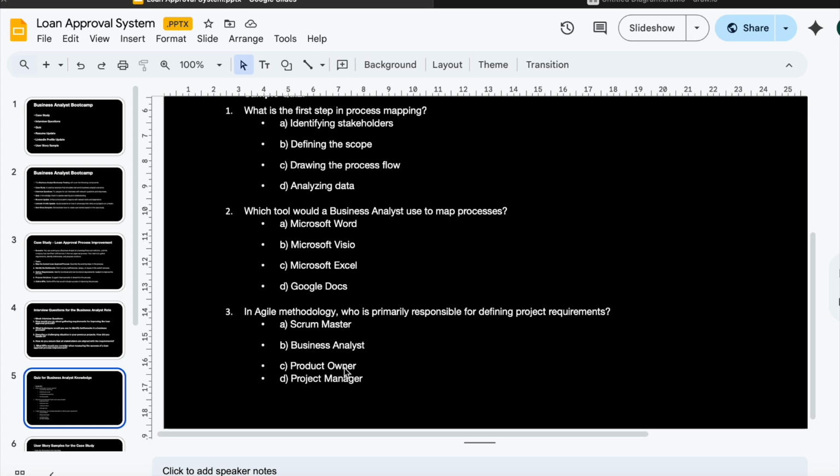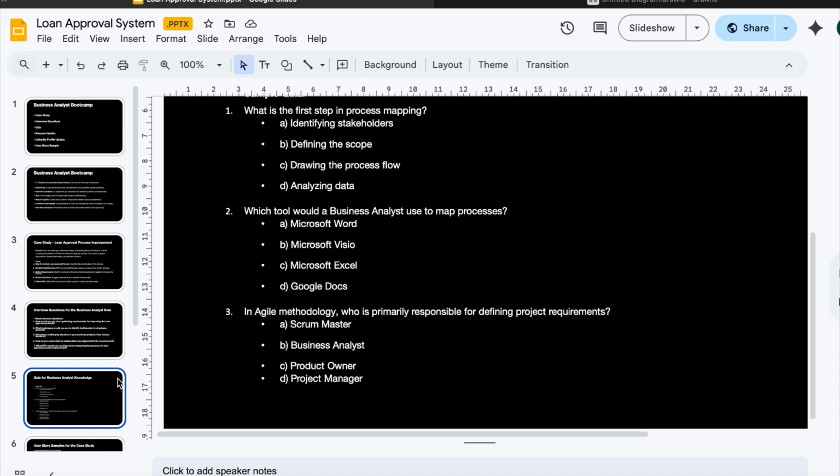So the right answer is the Product Owner or the Business Analyst. Mainly, the first answer I would prefer is the Product Owner. In some cases there is no Product Owner, so the answer would be Business Analyst. But if both the Product Owner and Business Analyst are there, the Product Owner is responsible for this one. Okay, so that's the answer.